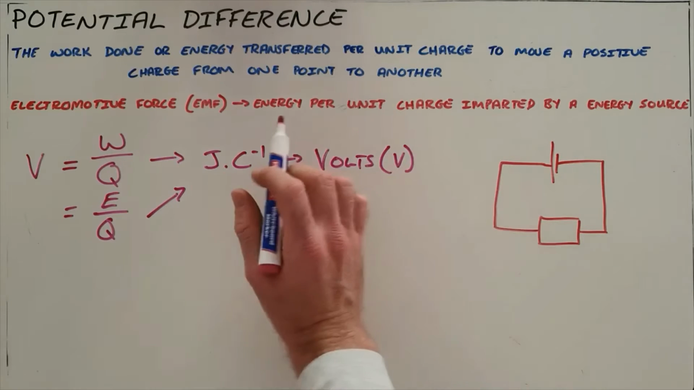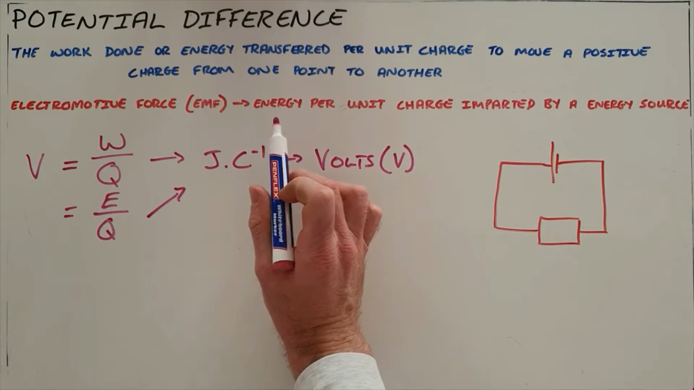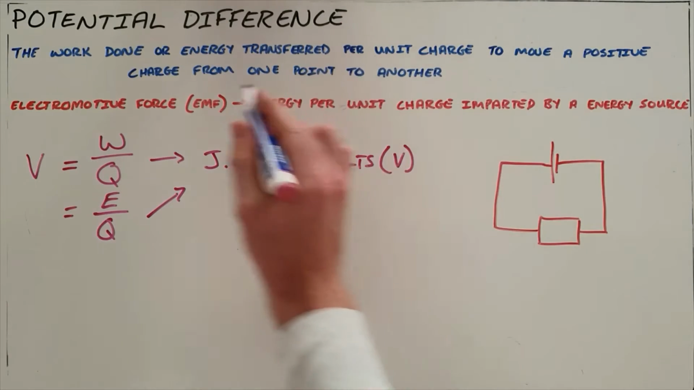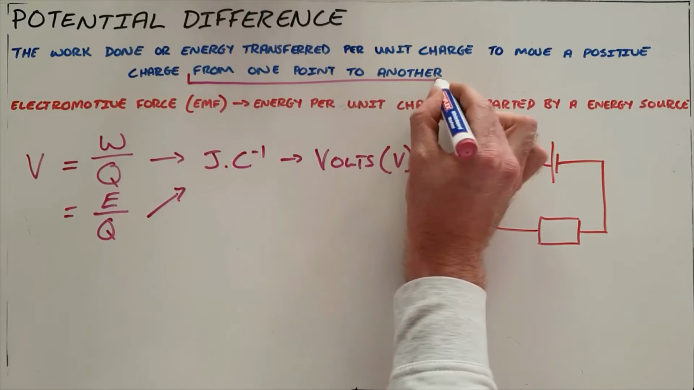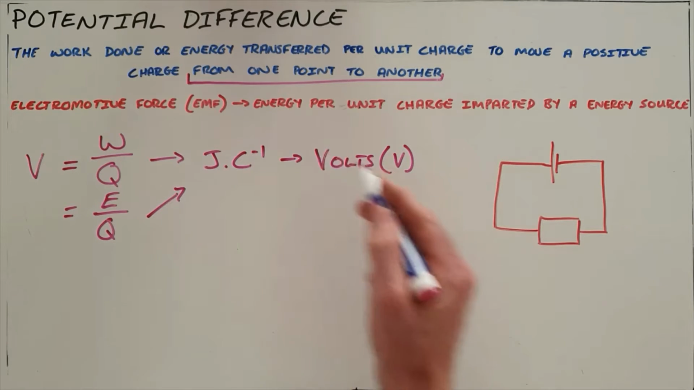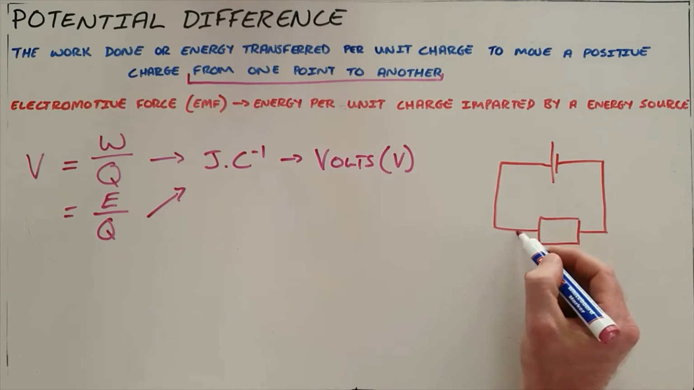The second part of this definition, which is also important, is per unit charge to move a charge from one point to another. Now this specifies that it's the work done per coulomb of charge between 2 points.